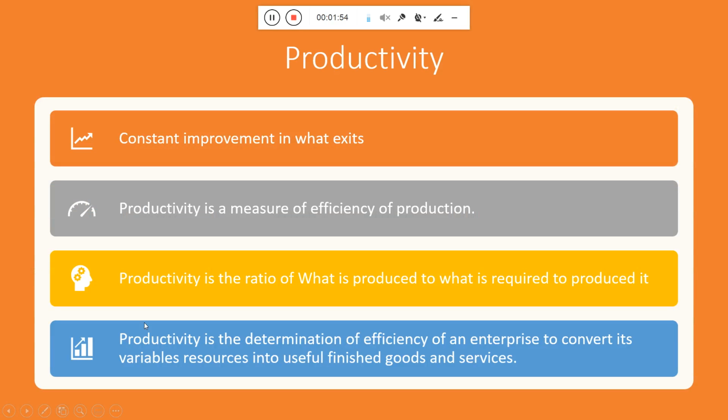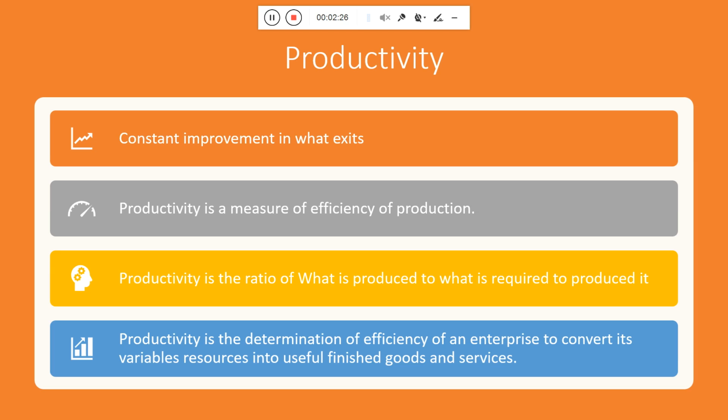So what is productivity here? Productivity means there is some existing thing going on, and the constant improvement in what exists is productivity improvement. That is the general, layman understanding. Productivity is a measure of the efficiency of production. How to measure it? You need to identify the ratio between the output and input. So what is the output here and what is the input here?